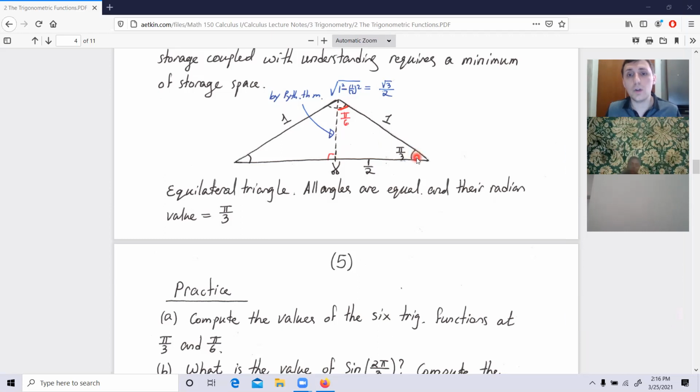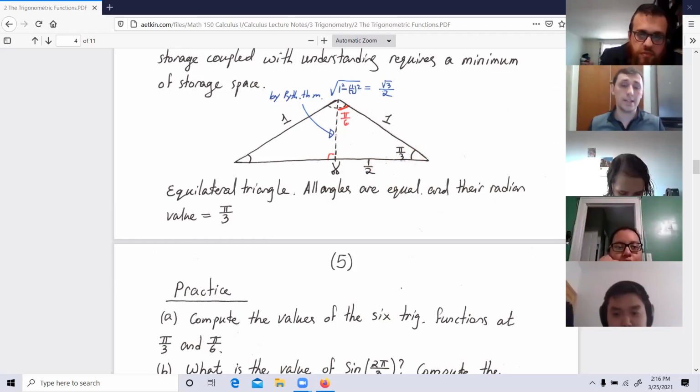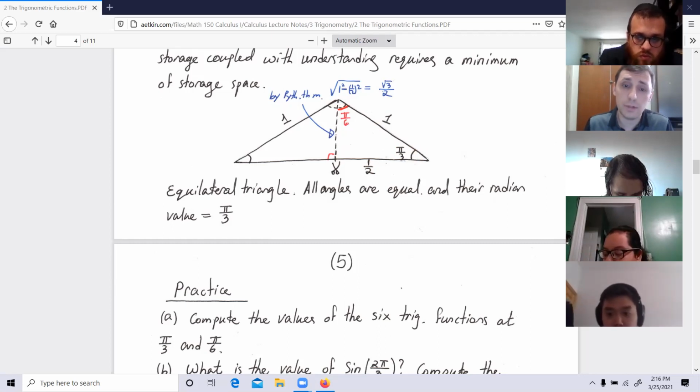Now, what is cosine of pi over 3, please? You can see it from the picture. Cosine of pi over 3, it's just adjacent over hypotenuse. So cosine of pi over 3 is exactly 1/2. Right? Cosine pi over 3 is 1/2. 1/2 what? When I say cosine is equal 1/2, what is that? 1/2 what?